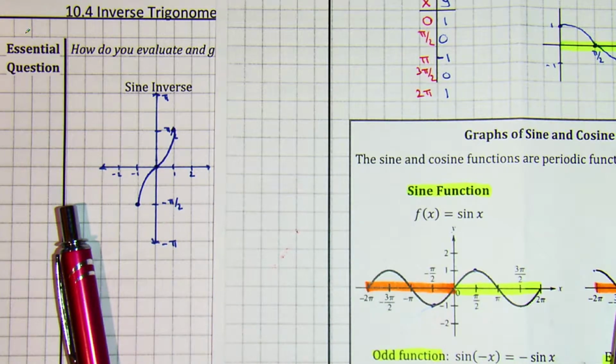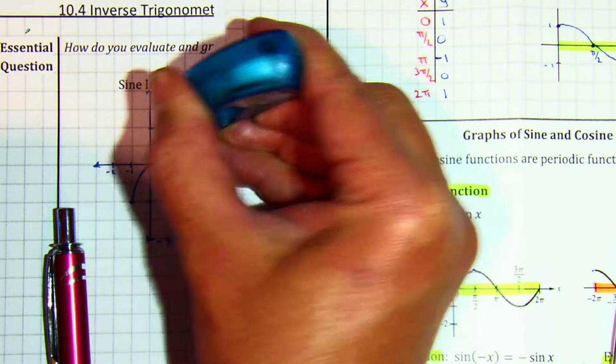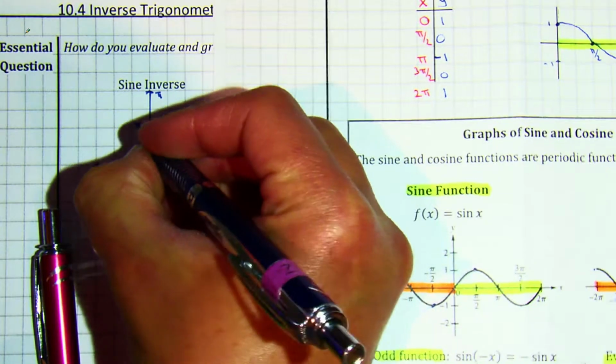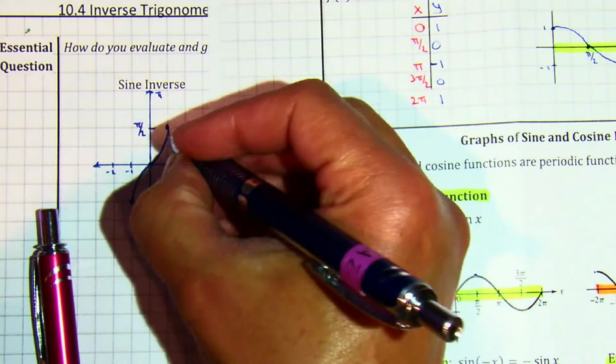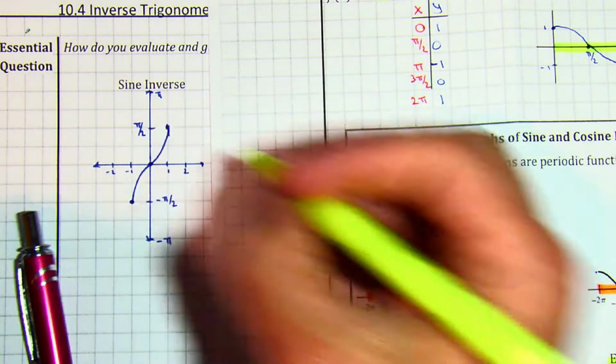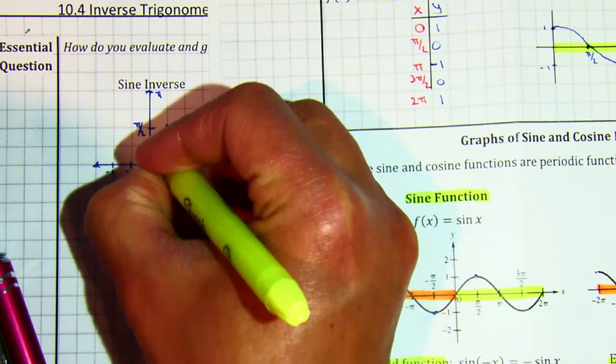And we are only going to be keeping, let me just get rid of this here, I'll place it on the left. And we are going to restrict it from negative pi over 2 to pi over 2. So we are only working with this section here.